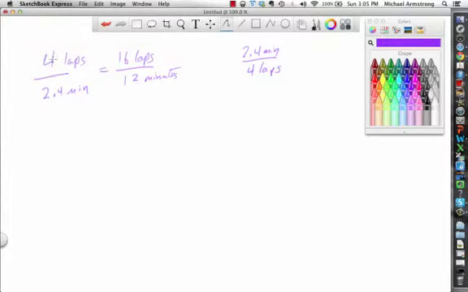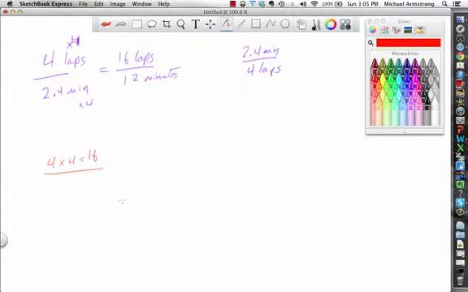I know that 4 times 4 is 16, so I should be able to multiply 2.4 times 4, and if it comes out to be 12, I should be right. That's one way to do it. I could also simplify down to the ones place. I could imagine that this is 24. That's kind of the crazy thing about this, is once you start working with fractions, there's all kinds of things you can do. 4 times 4 is 16.